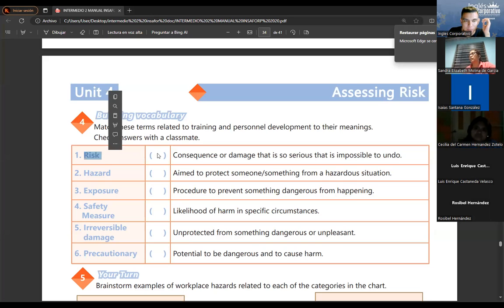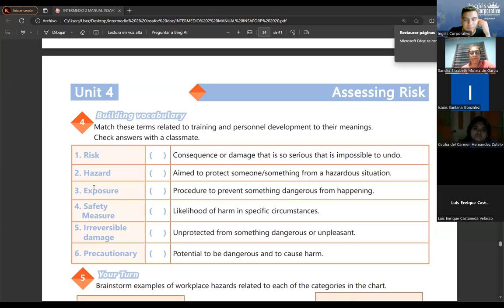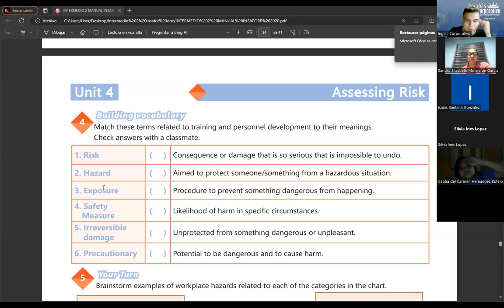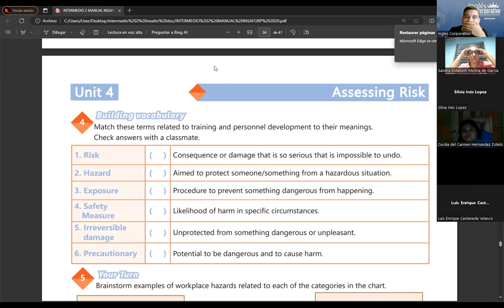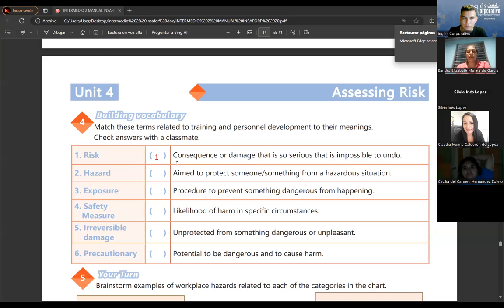Risk. What is risk? A consequence or statement that is so serious that it is impossible to repair. So this one is irreparable damage, number 5. Risk is here, number one: the likelihood of harm in a specific circumstance. Okay.